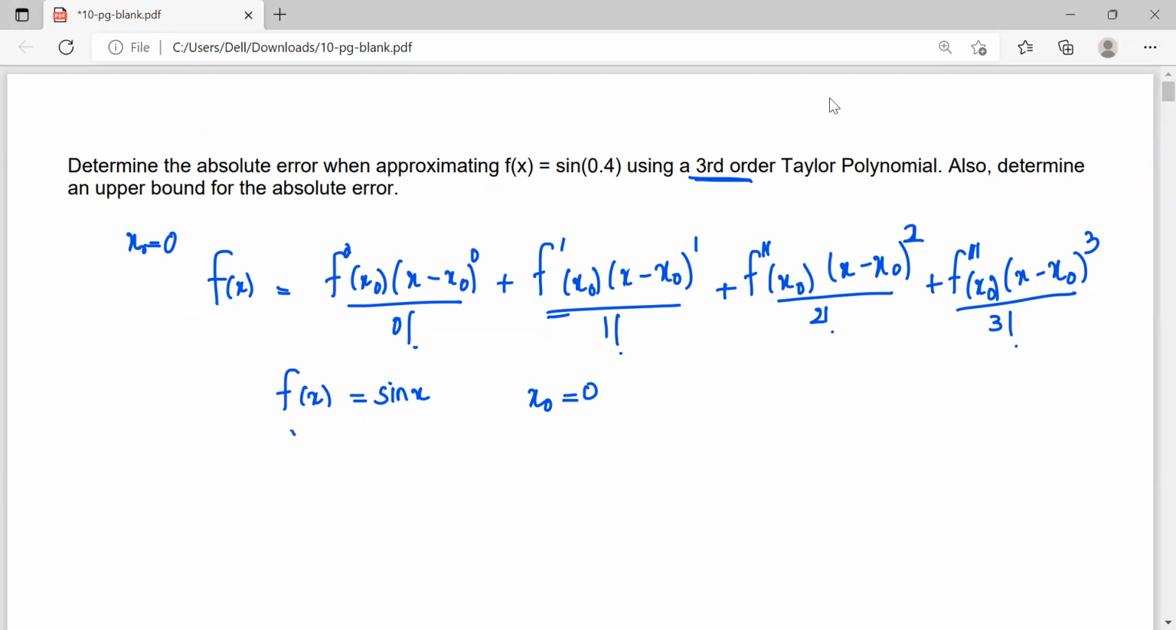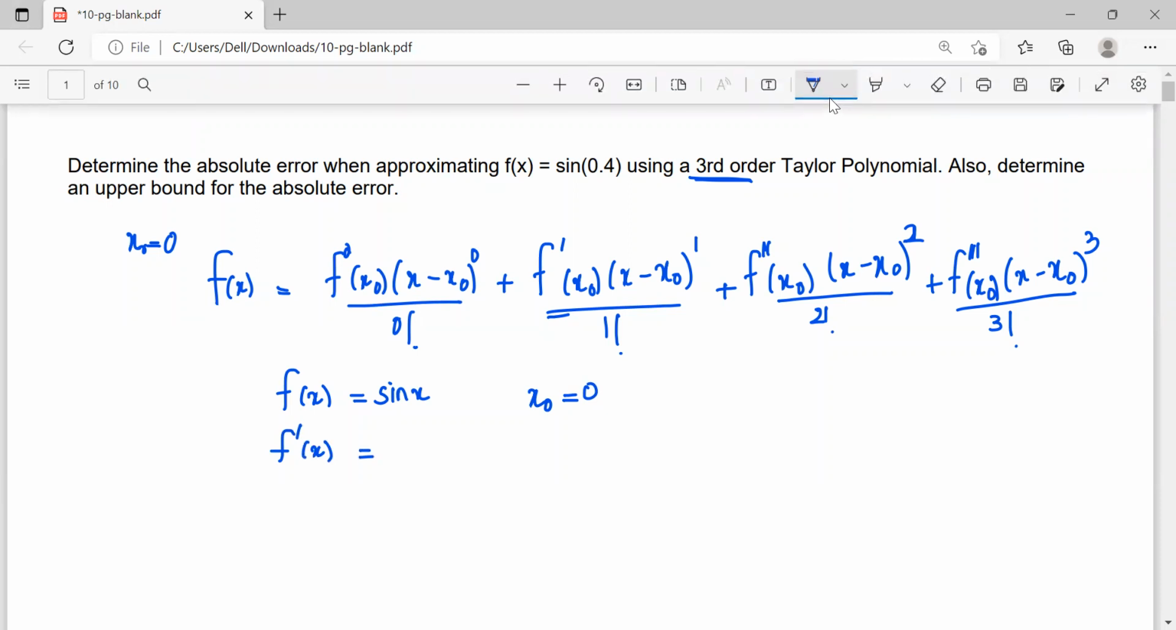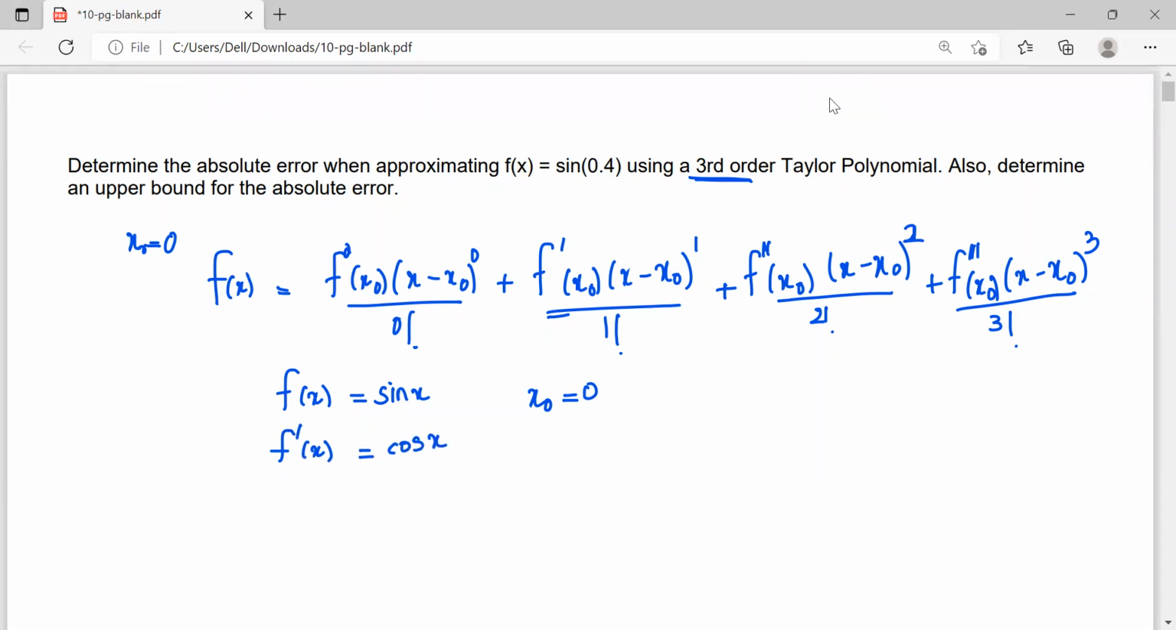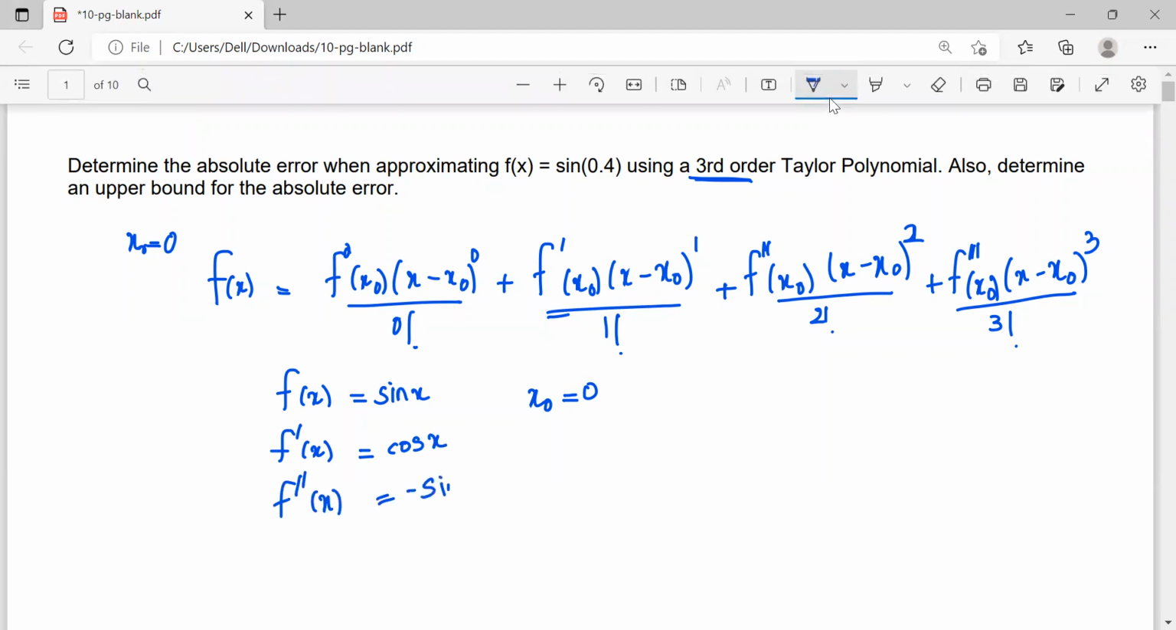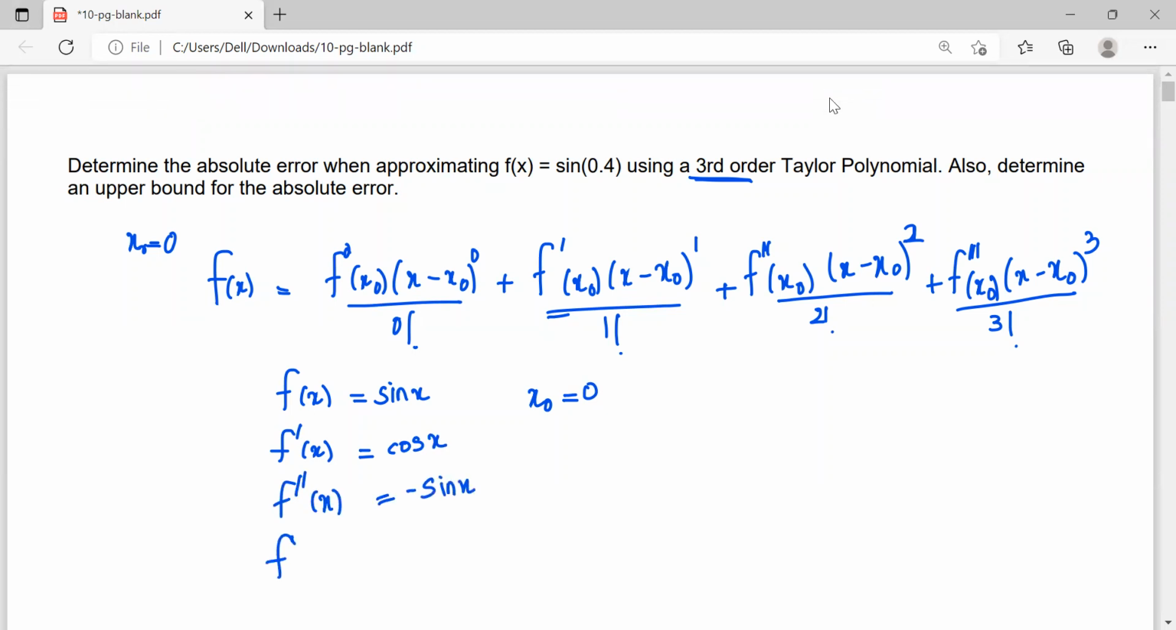So now let's differentiate f of x first. We are going to get cos x. Likewise, do for the others too. We are going to get minus sin x, and at the same time the next one is equal to minus cos x.